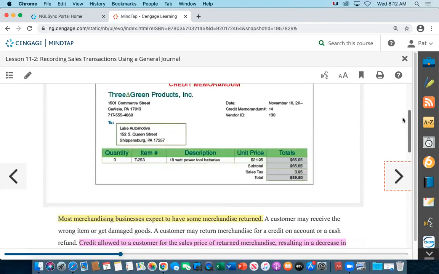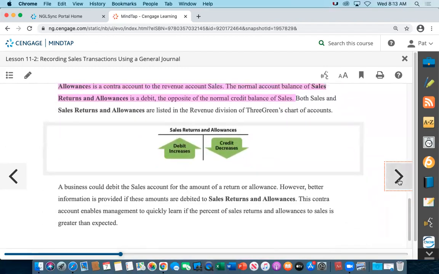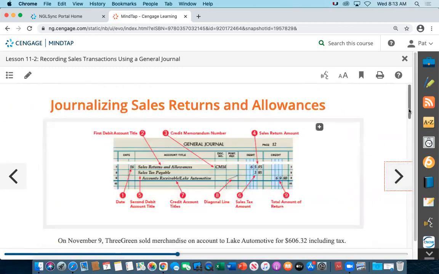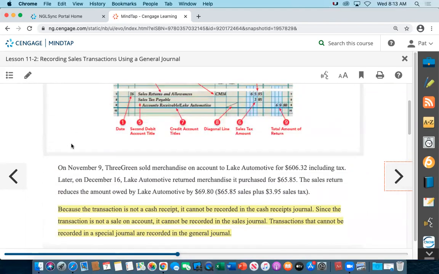So when we get a credit memorandum, you know you're dealing with the sales returns and allowances, and we're going to have to be able to journalize this transaction. Okay. It says on November 9th, Greener companies sold merchandise to Lake Automotive. They returned it on the 16th. The sales reduces the amount by $69. They returned $65 worth of it. They had some tax. Okay.